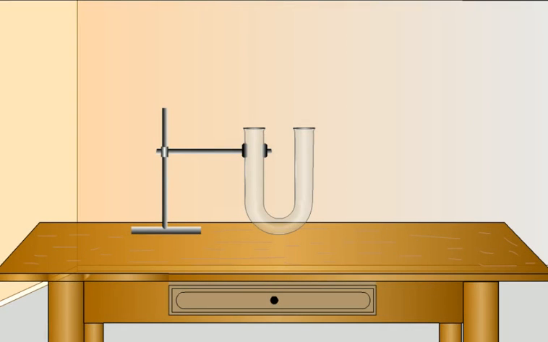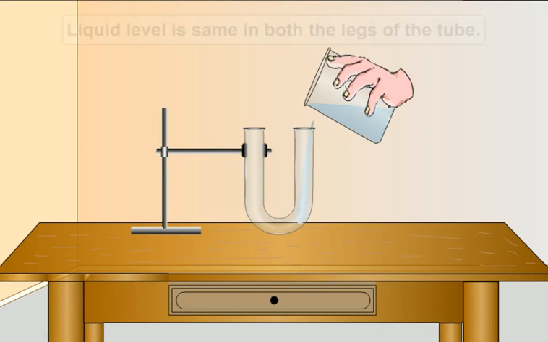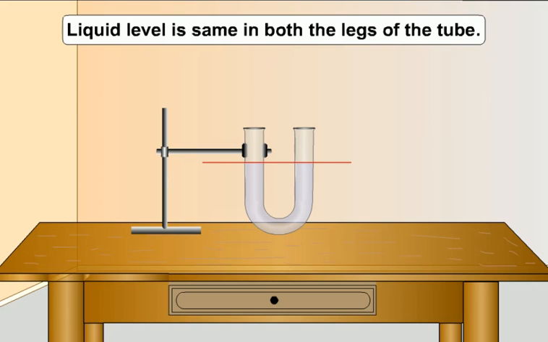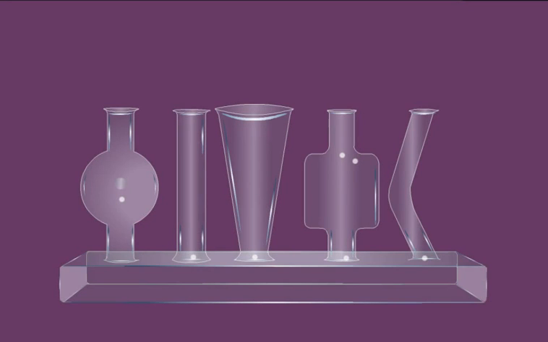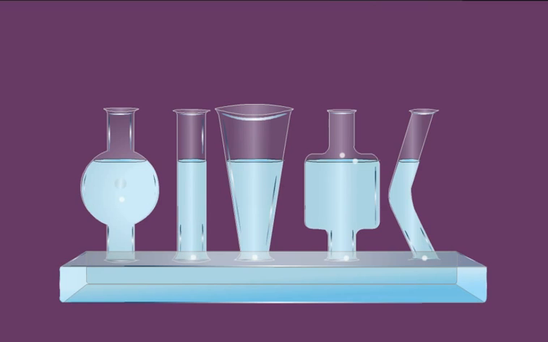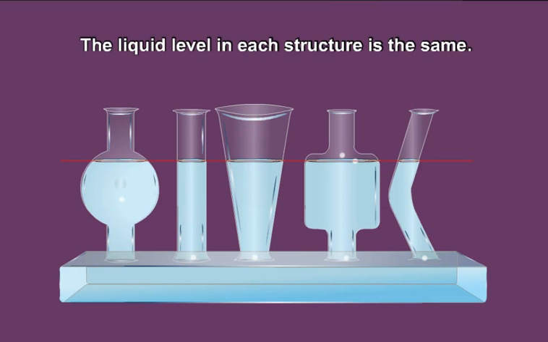Now look at verification 2. For this, take a U-shaped tube and fill it with water. You can see that liquid level is same in both the legs of the tube. This also proves that the liquid maintains its level. Verification 3 says, in the given figure, you have been given a glass vessel which has different structures attached. Look at it properly. Now, as you go on filling water in this kind of vessel, you will notice that the liquid level in each structure is the same.